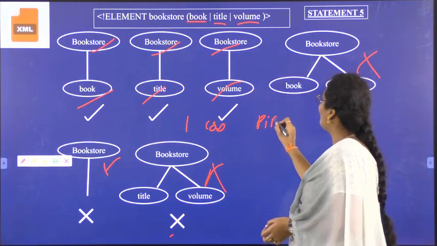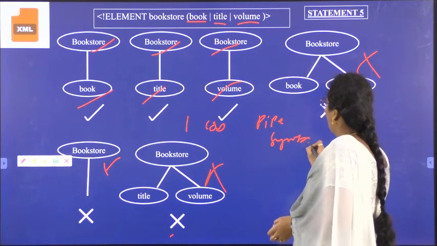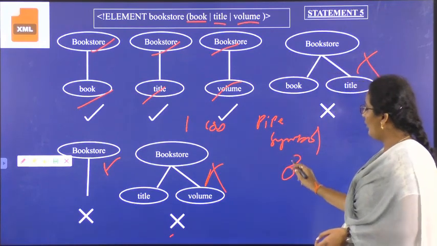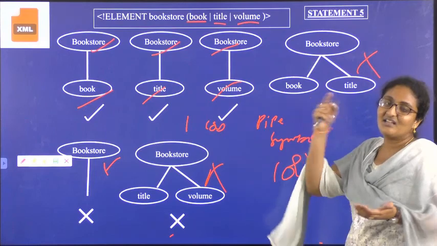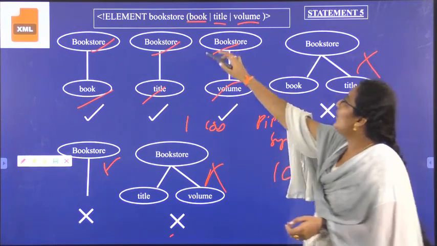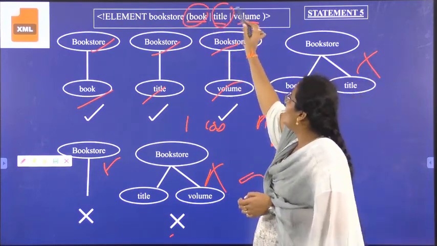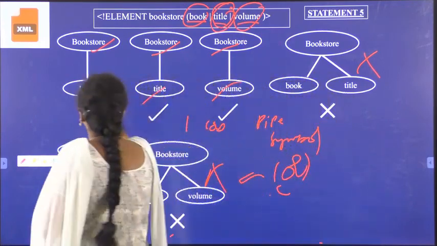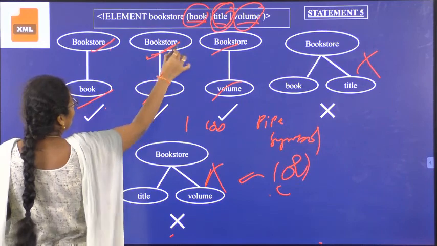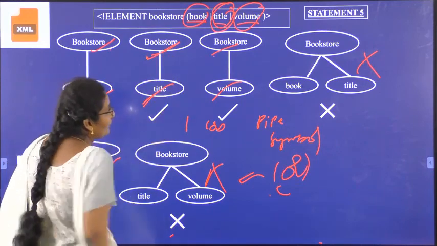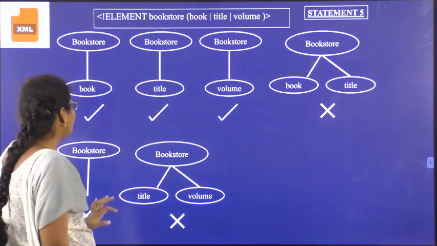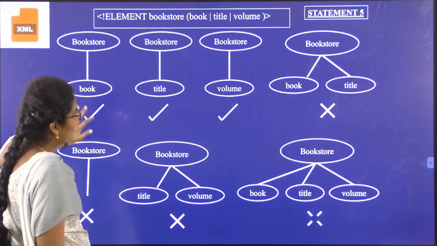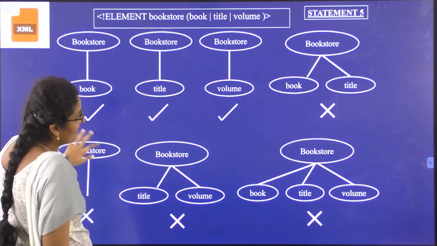The meaning of pipe symbol is or. Or means either this or that. So either book or title, either title or volume. So how can we represent this? Bookstore book, correct. Bookstore title, correct. Or bookstore volume is also correct. So this is the pipe symbol. The rest of all the representations are wrong.